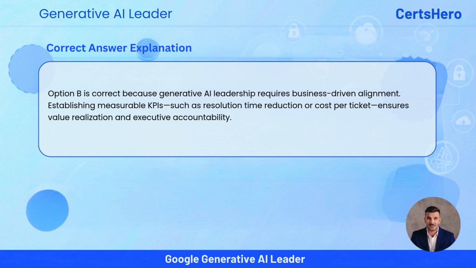Option B is correct because generative AI leadership requires business-driven alignment. Establishing measurable KPIs, such as resolution time reduction or cost per ticket, ensures value realization and executive accountability.